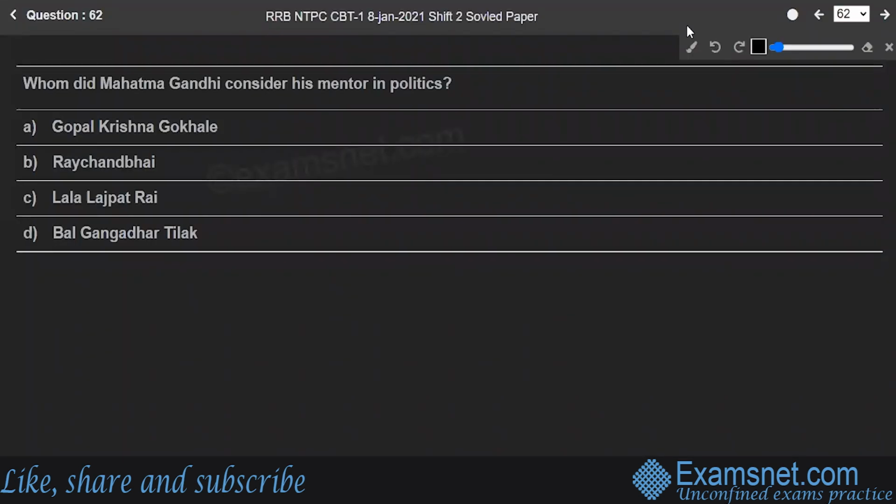Question number 62. Whom did Mahatma Gandhi consider his mentor in politics? Is it Gopal Krishna Gokhale, Rai Chand Bai, Lala Lajpat Rai, or Bal Gangadhar Tilak? The correct one is Gopal Krishna Gokhale. Mahatma Gandhi considered him as his mentor in politics. Gopal Krishna Gokhale was a senior leader of Indian National Congress and the founder of Servants of Indian Society.